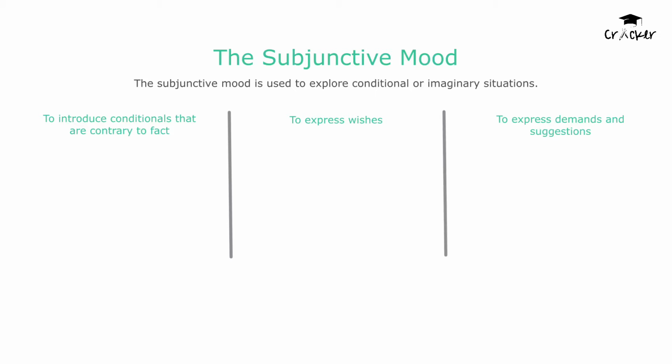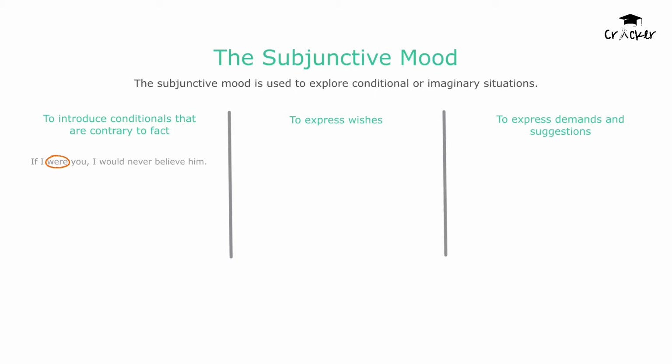First, let's look at conditionals that are contrary to fact. This is when we talk about situations that aren't real. For example, if I were you, I would never believe him. Notice the use of were instead of was. This is a classic sign of the subjunctive mood. Even though it might sound a bit formal or old-fashioned, it's the correct usage.